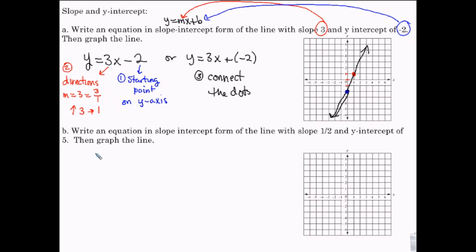My equation will be y equals mx plus b, so y equals 1/2 x plus 5. Okay, so I'm starting at 5, and my slope is 1/2, so that tells me to go up 1 and over 2. So I go up 1, over 2. I'm just going to go backwards so I can draw something of a straight line. See, you can't even do that. And there's my line. Pretend it's straight.